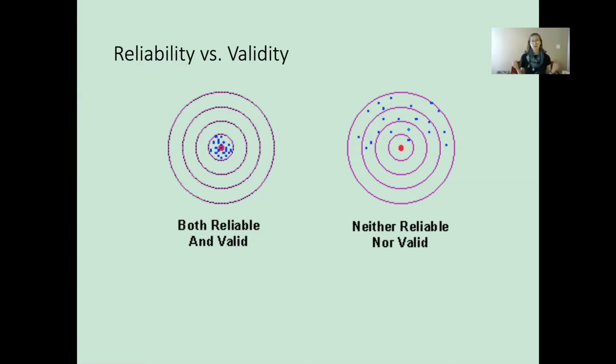We have blue dots that are scattered all across the top half of the bullseye, but only one is even within that smallest ring close to the target. So they're not reliable because all of the darts are scattered far away from each other. Your second dart didn't land anywhere close to your first one. They are also not valid because none of them, especially overall, are really close to the target in the center.